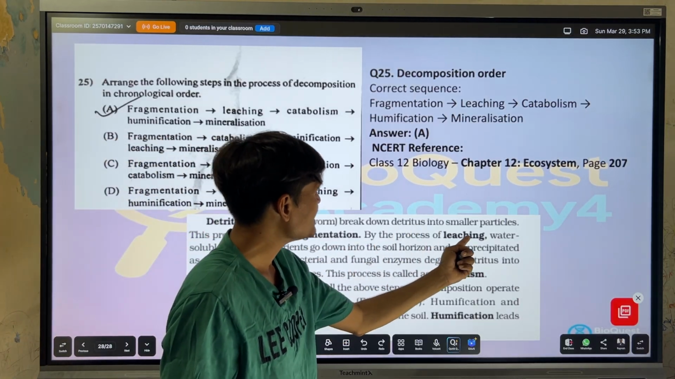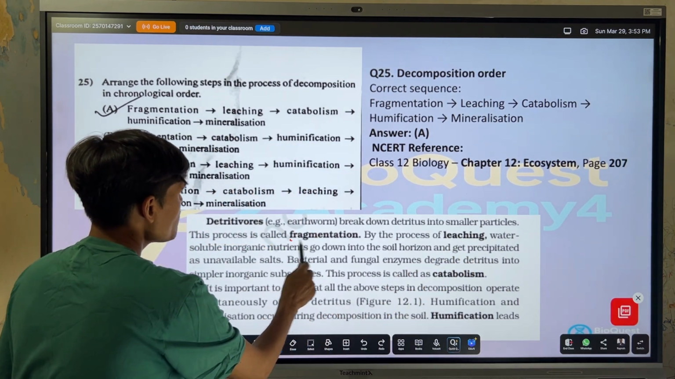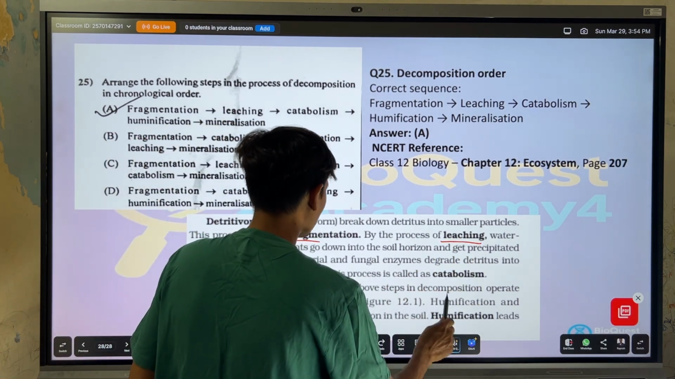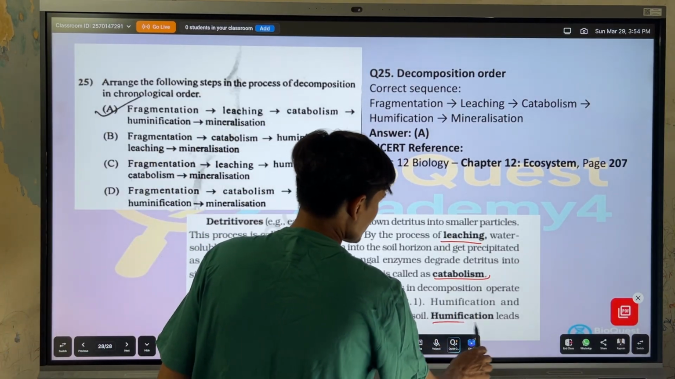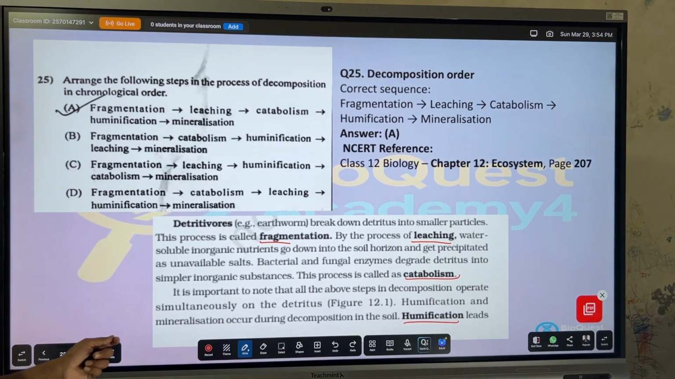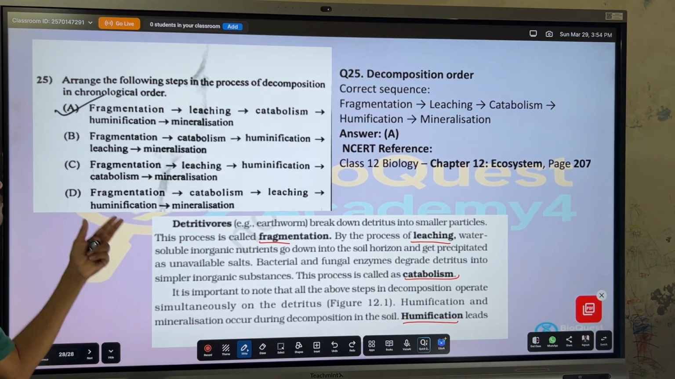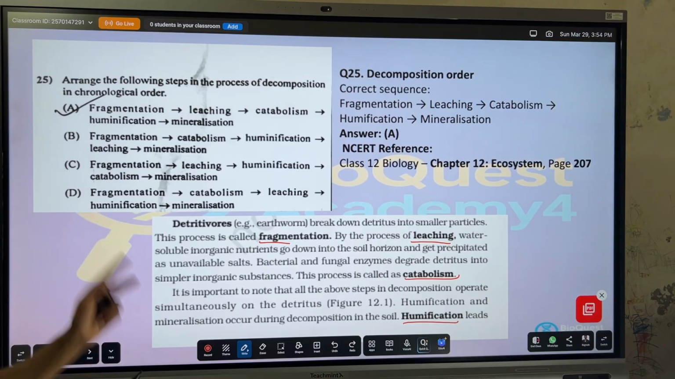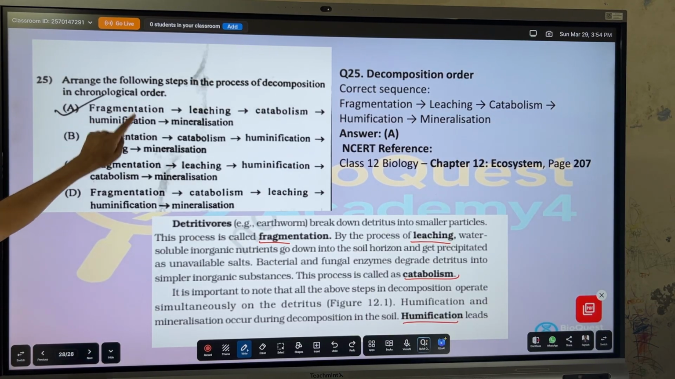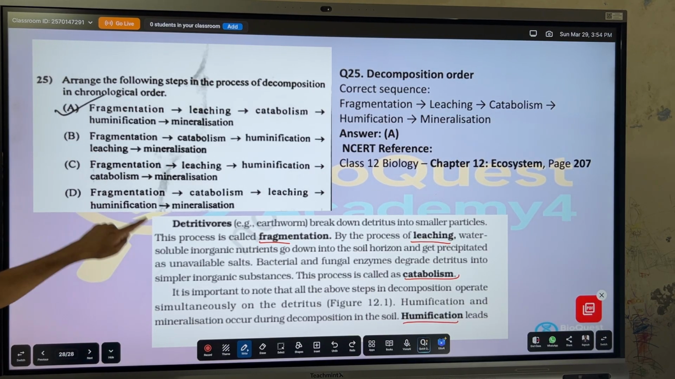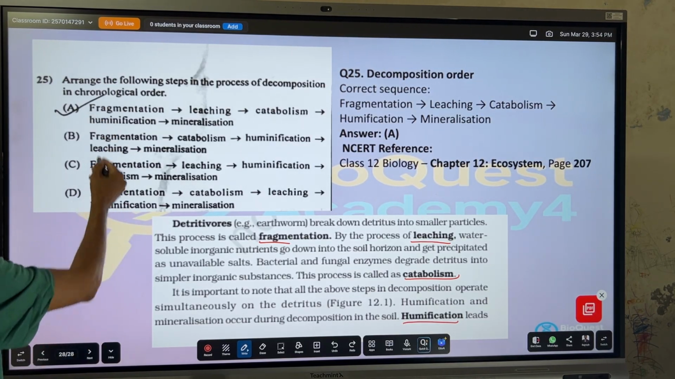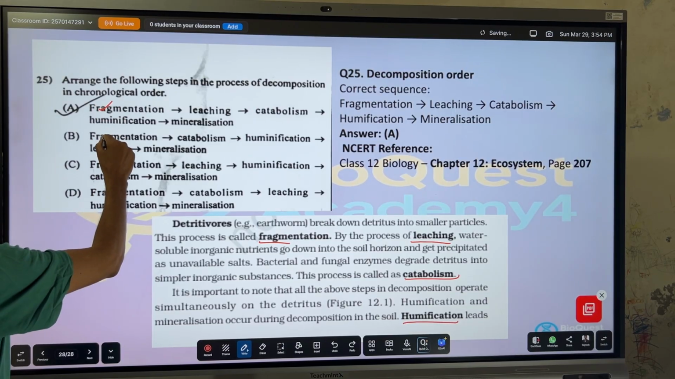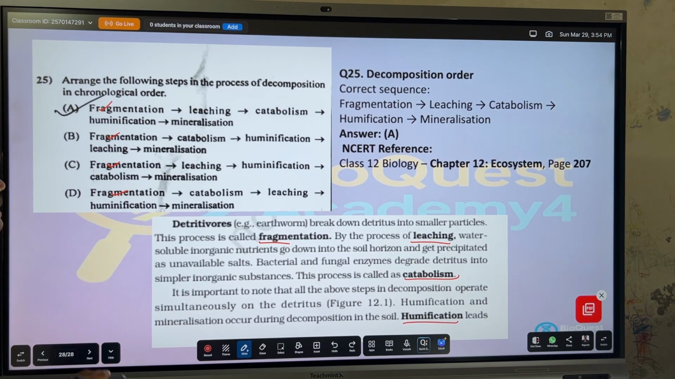By the process of leaching. The steps we can find are fragmentation, leaching, catabolism, then humification, etc. Wherever you see the steps, always fragmentation is the first. But in all the four options, fragmentation is given. Now, what will be the next step?